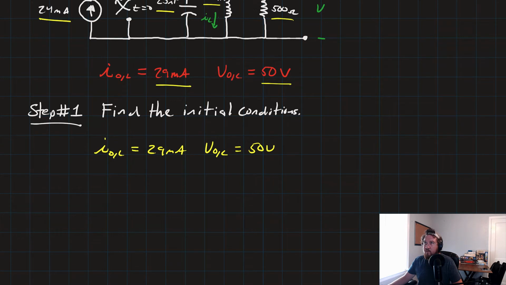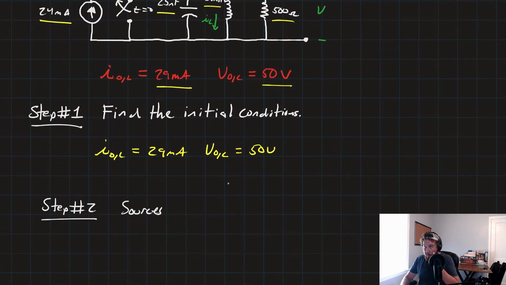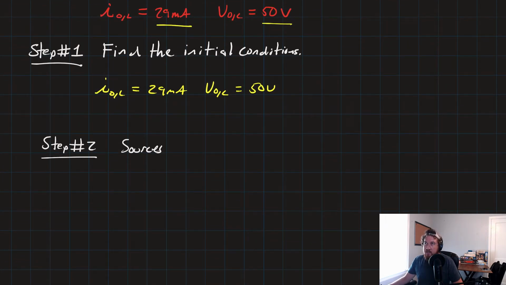Step 2, we need to convert our sources. So we only have one source, this 24 milliamp current source. And when we convert a source into its S-domain equivalent, all we're going to do is say that the 24 milliamps, or I'm going to write it right here as 0.024 amps, just becomes 0.024 over S. And that's that.